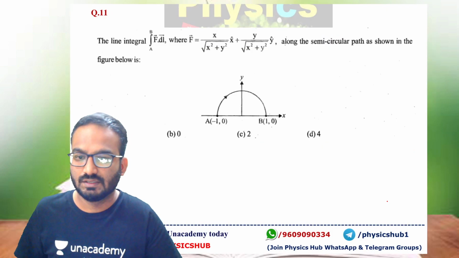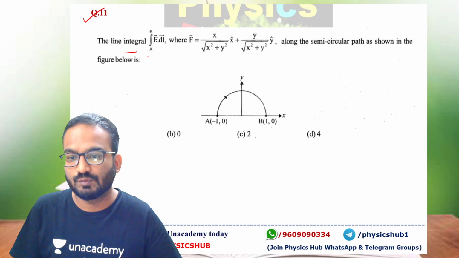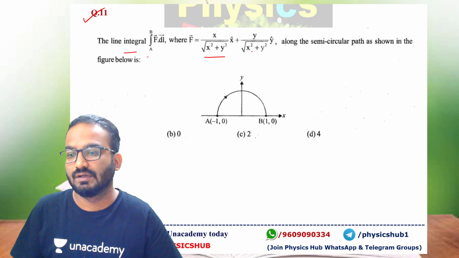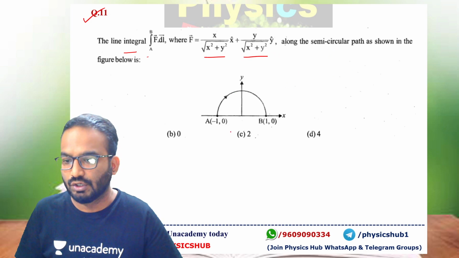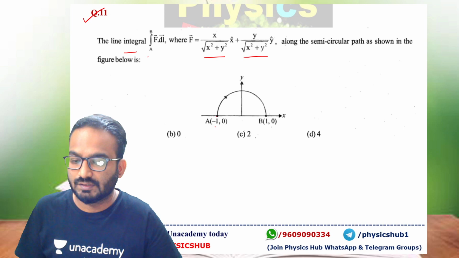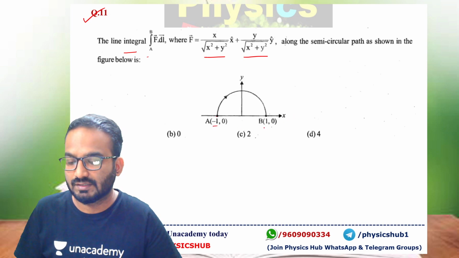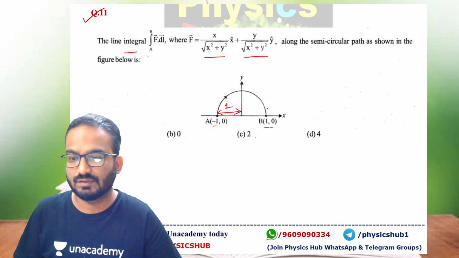Now let's start with the problems. The first problem is problem number 11. The line integral from a to b of F dot dl, where F is given by this, along the semicircular path as shown in the figure below. In this figure, you can see the point where you have to start. It is (-1, 0) and you have to end at B (1, 0). You can see this length is basically 1 unit. So the radius of this path is 1 unit.